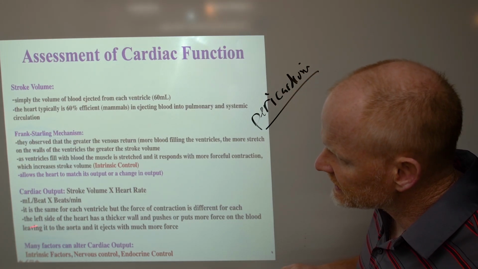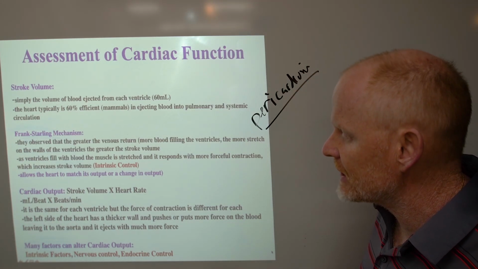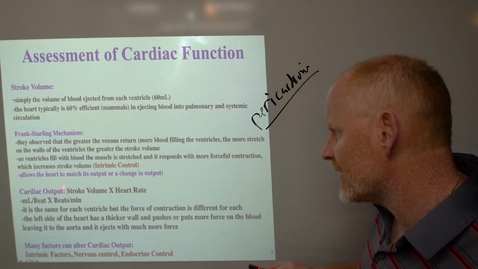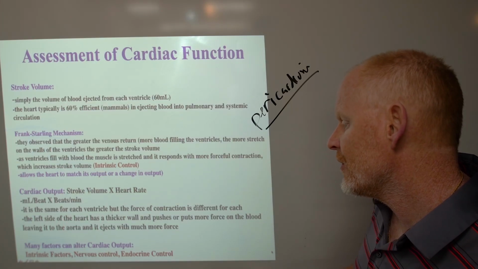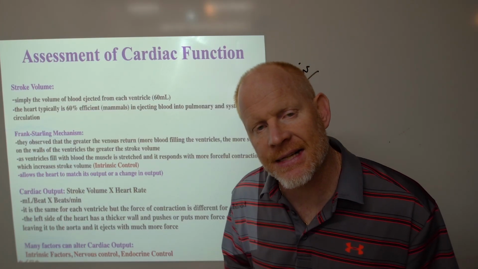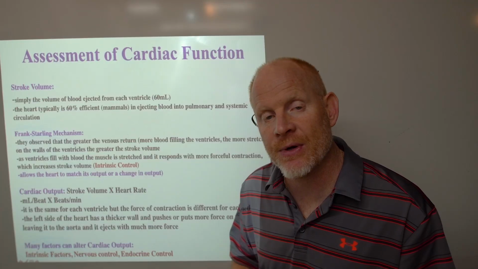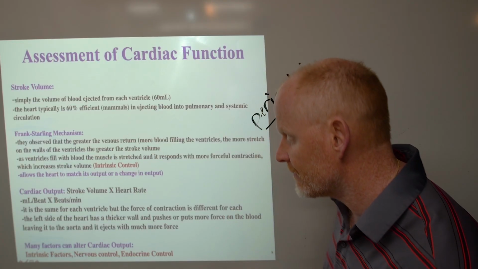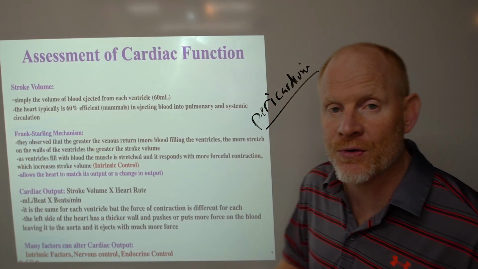There are a number of factors that can alter cardiac output and stroke volume. These include intrinsic factors like stretch, and nervous control. The parasympathetic and sympathetic nervous systems can cause increases or decreases in heart rate and contraction force. And the endocrine system, hormones, can do this also.